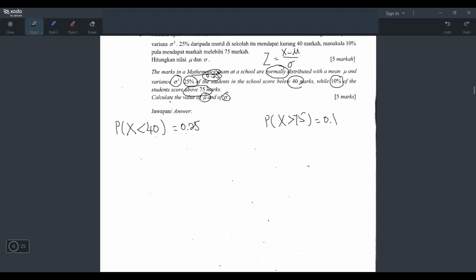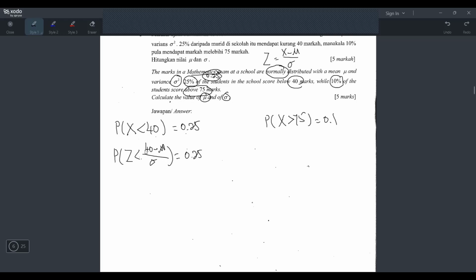When we're doing normal distribution, it's always the same thing. The first step is always to change the x to z, because later we have to take out the z table, so we have to make sure it's a z value first. The table is only for z value. So you convert x to z. How? You take 40, which is the x value, minus mean. What is the mean? I don't know. So just write mean, and then divide by standard deviation. And the standard deviation we also don't know. So like that.